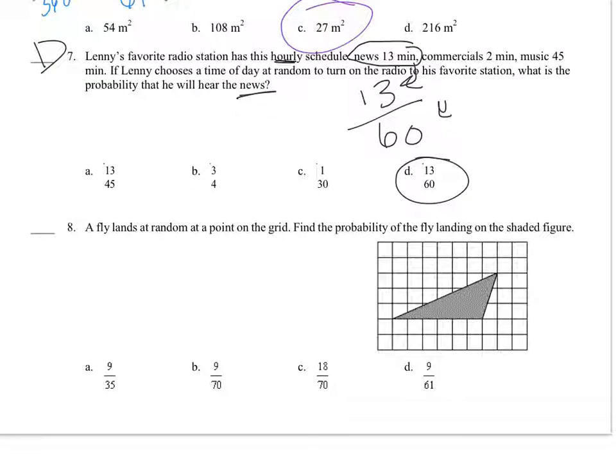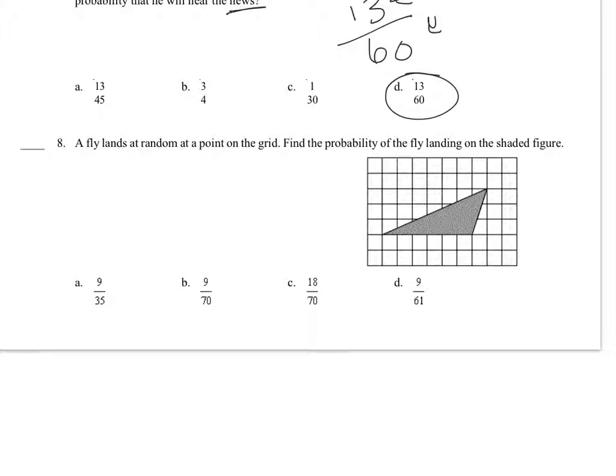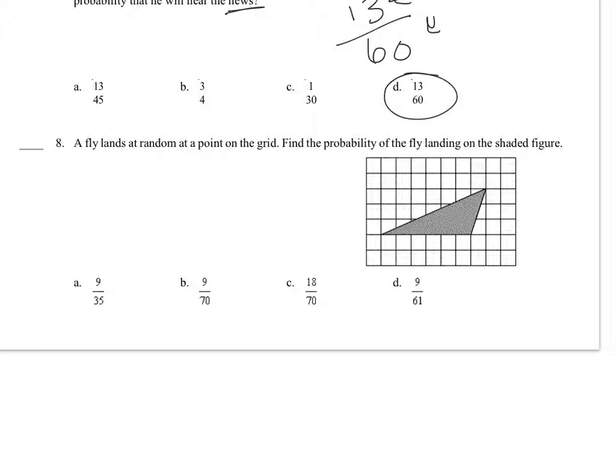A fly lands on a random point on the grid. Find the probability of landing on the shaded spot. Well, first I have to figure out my totals. I have 1, 2, 3, 4, 5, 6, 7 by 1, 2, 3, 4, 5, 6, 7, 8, 9, 10. You could, if you want to, count up all of those, but there would be 70 grid spots.